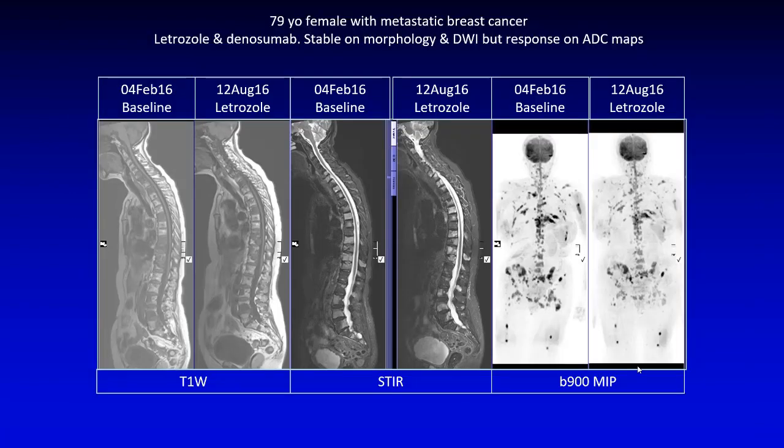So here's a patient who is responding to therapy. Look at the T1, look at the T2, look at the diffusion, and all of you will say this patient is stable.